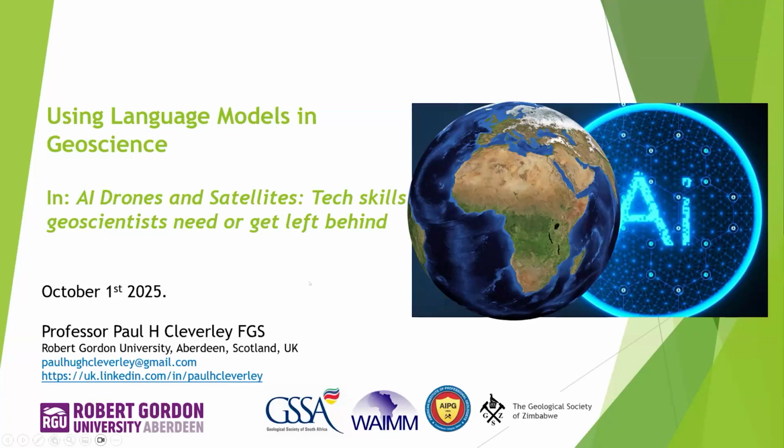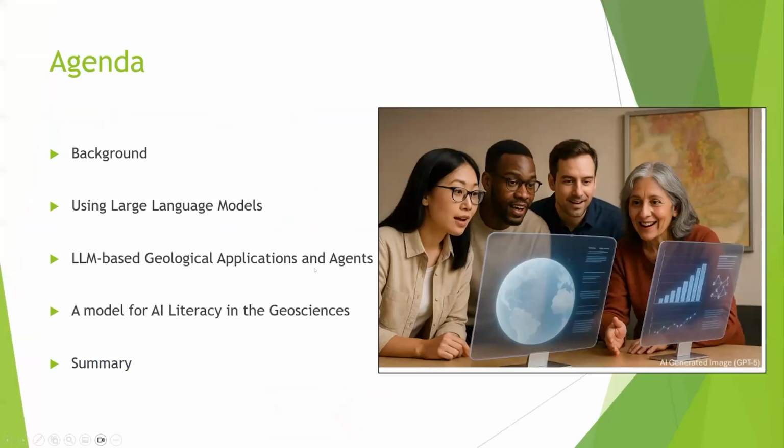We only have 15 minutes, so I'm not going to go into too much detail, but I'll cover the background to language models, how we can use them for different tasks, build LLM-based applications or agents, and then introduce a model for AI literacy. So, what does it mean to be literate in artificial intelligence for geoscience, and then finish off with a summary. And just to show how far we've come, this is an image completely AI generated, which you can see is described on the image there.